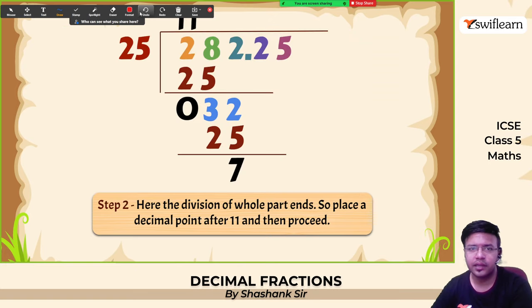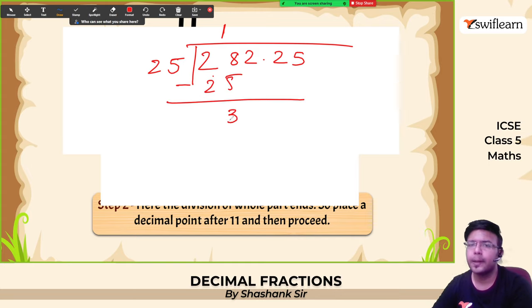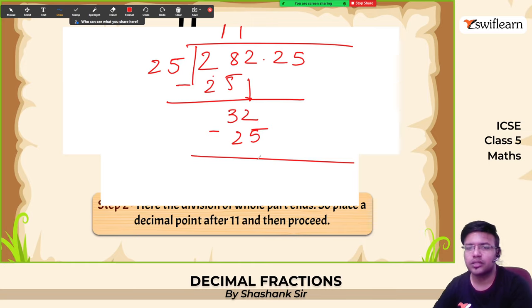Is it right? Yes. Divided by 25. Now 2 is smaller than 25, so take 28. 25 ones are 25. Subtract them, you get 3. Take 2 down. Okay, so 25 ones are 25 again. How much do you get? Yes, you get 7. 7 is smaller than 25. We can't divide this. And we need to take the next number.